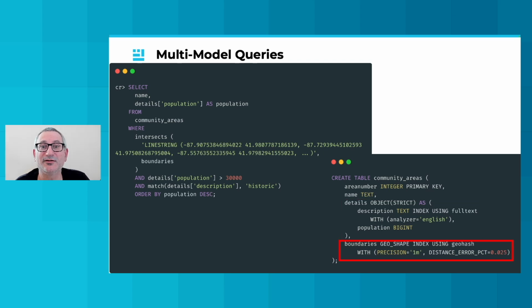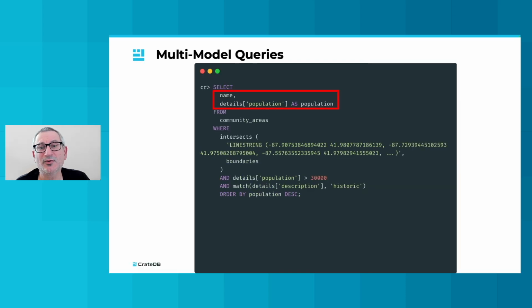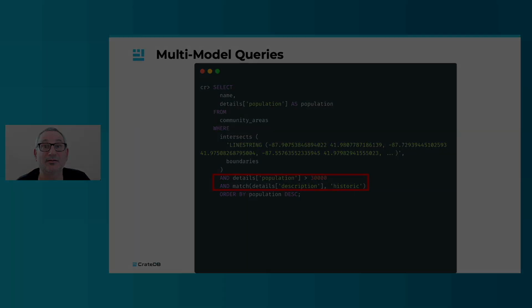Boundaries is defined as a GeoShape. Shapes can be specified as GeoJSON or in well-known text format. This query returns the community area name and population for community areas whose boundaries intersect a line that represents the path of a flight between Chicago's O'Hare Airport and the smaller Midway Airport, and whose description text matches the term historic and which have a population exceeding 30,000 people.